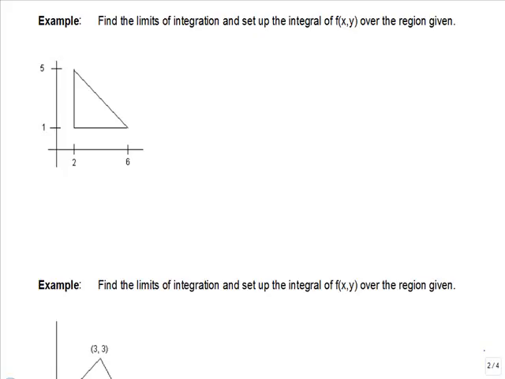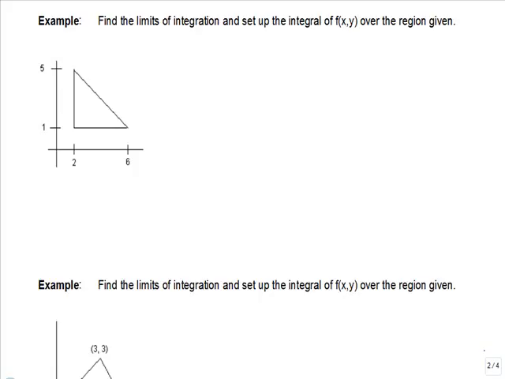Okay, now what we're going to do is we're just going to look at setting up some integrals. I'm not looking at actually doing the integration. I'm not going to give you a function we can actually integrate. So here's my region. It's another triangular region. I want to find the limits of integration and set up the integral over the region given. And I'm actually going to set it up in both directions.